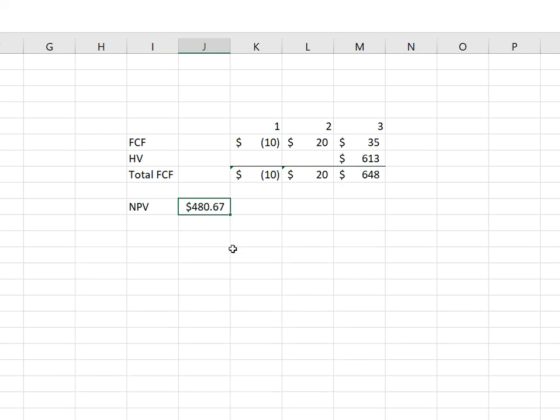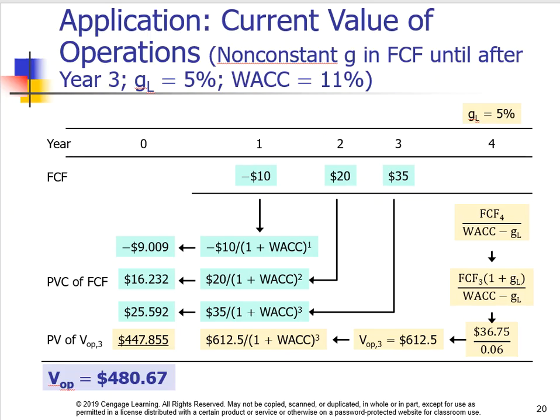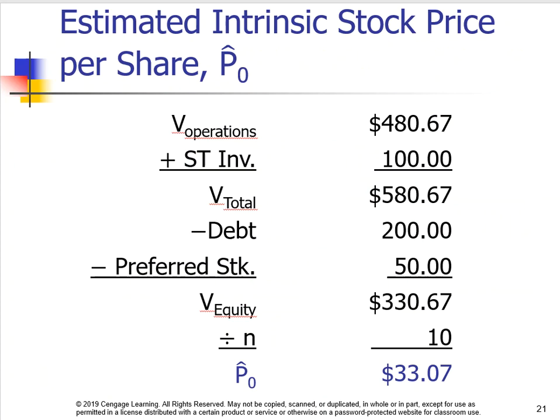I do not want you to ever do what that slide shows where you're dividing stuff by hand. There's no reason. Excel is powerful and awesome, and I want you to use it. So we got the same answer, but my way was easier. So the value of operations then is 480.67.